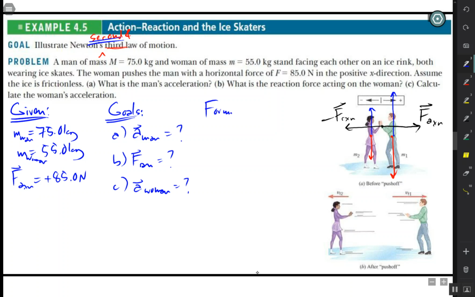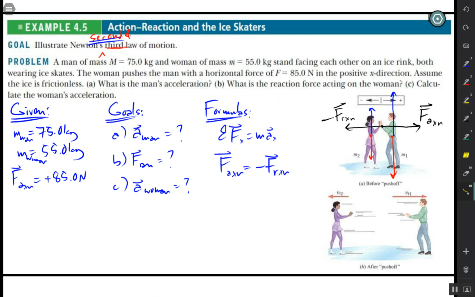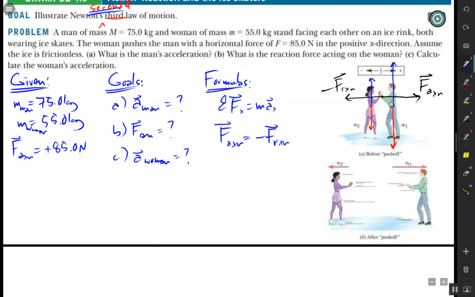So the formulas that we need are quite simple. It's just Newton's second law, in this case just in the x, no acceleration in the y, and Newton's third law for a change. For every action force, for a force interaction, there's an equal and opposite reaction force, equal in magnitude, exactly opposite in direction. So let's just go in order.